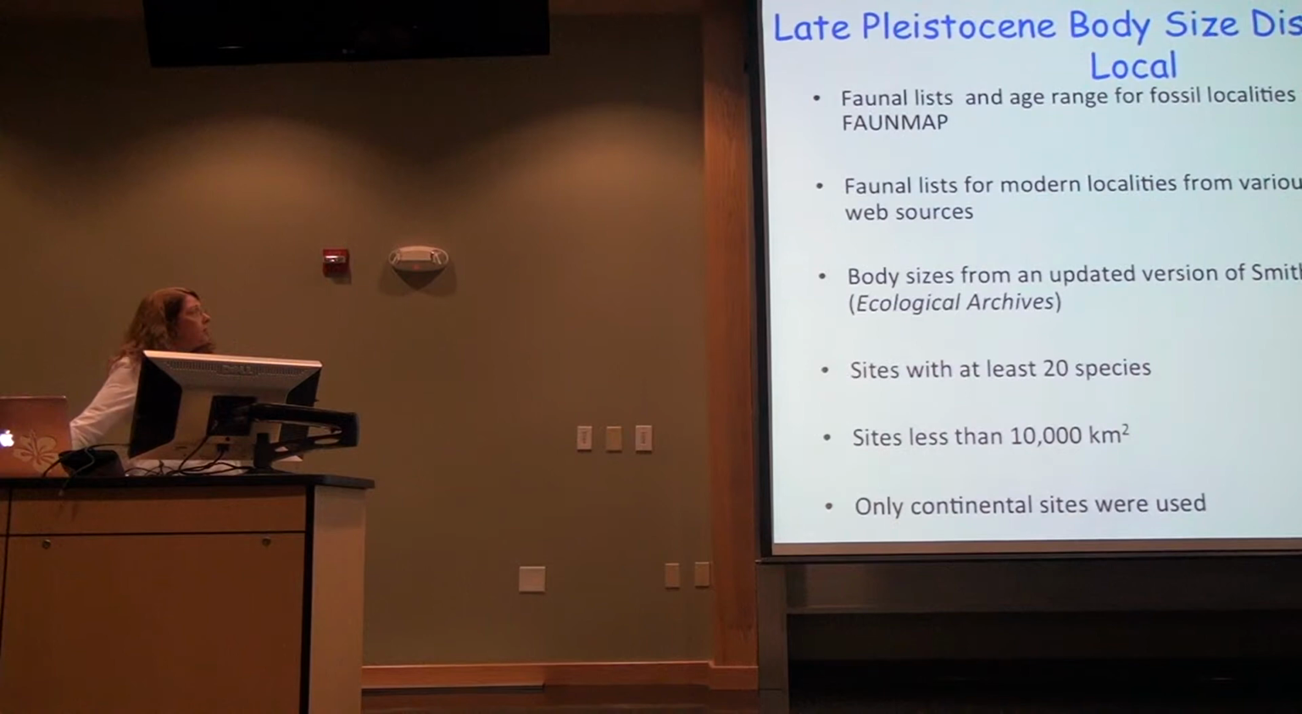For the fossil data, it's taken from this database called FaunMap that you can find easily on the web. The fauna lists for the modern localities were taken from various literature and web sources. As I've already said, the body sizes came from the MOM database. Sites had to have at least 20 species in order to be included in the data set. For the modern sites, they had to cover less than 10,000 square kilometers, and only continental sites were used.